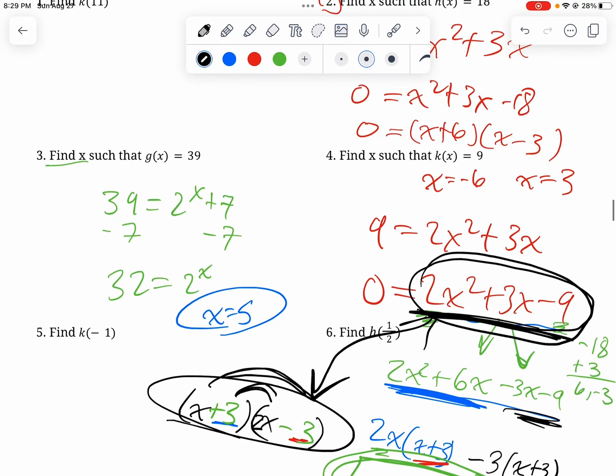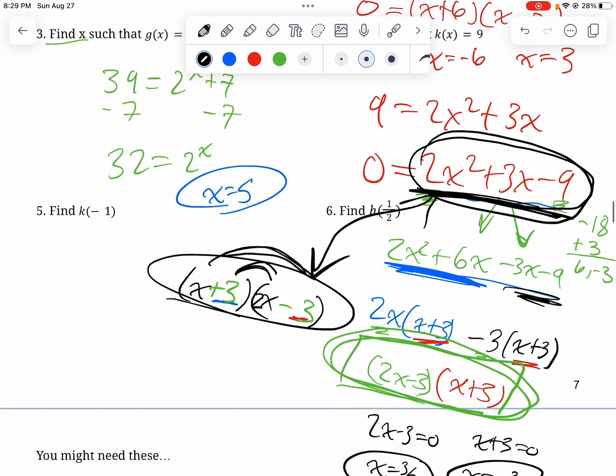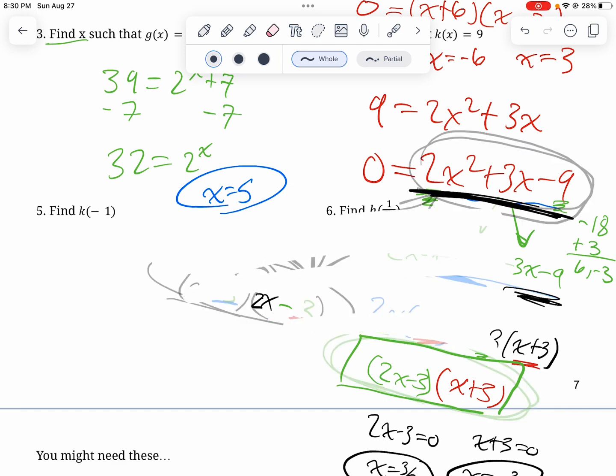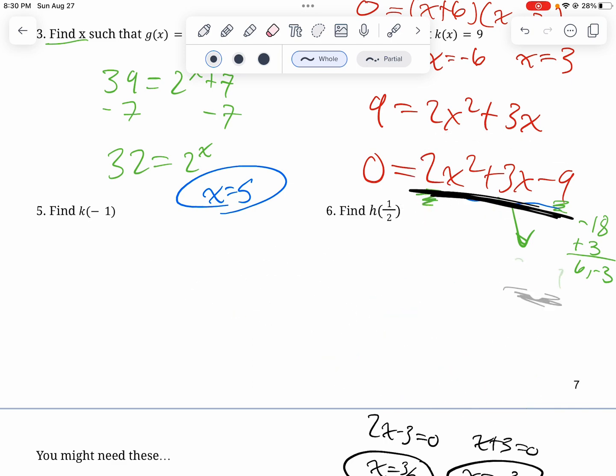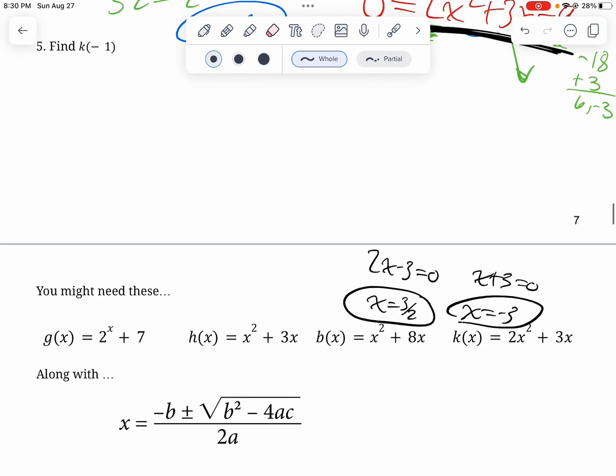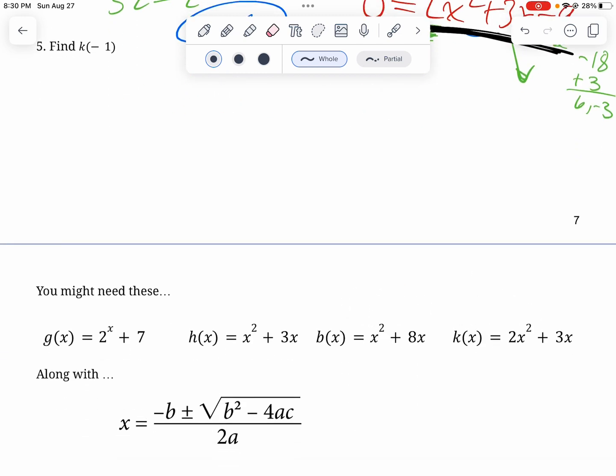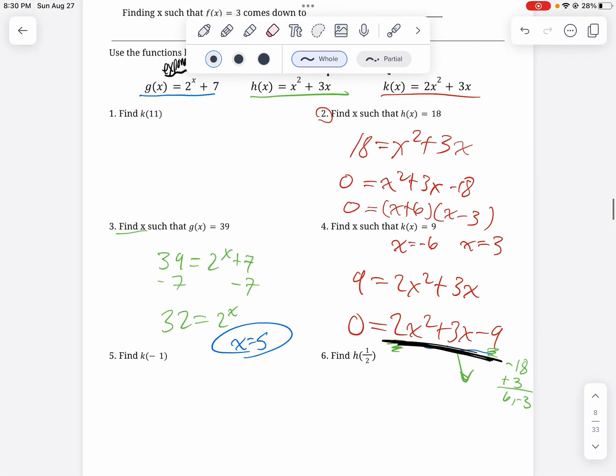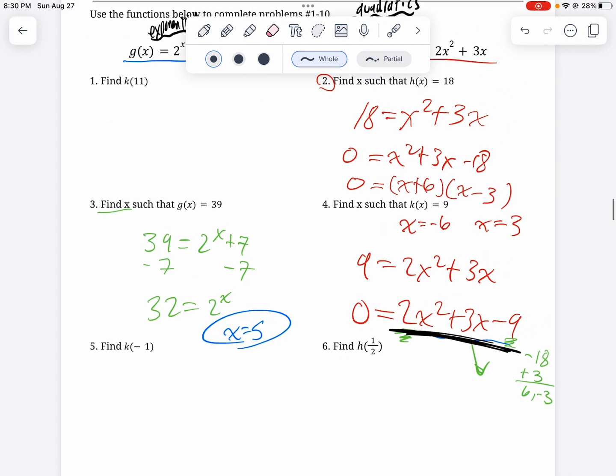Okay, a couple other things. Sorry, I've got way too much writing going on here. I want to do 5 and 6 with you guys really quick. Get rid of all that, and then I'm going to let you guys try the ones on the next page. Okay, 5. Actually, no, 5 is fine. We don't need to do 5. We can skip 5 and 6. Actually, let's do 6 real quick.